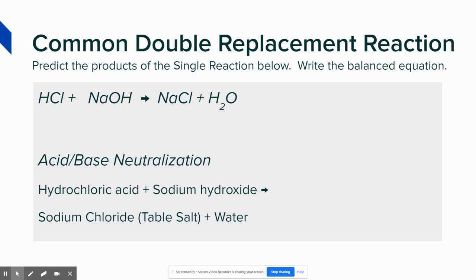So what happens here is you have H and Na. They're going to swap places, giving you NaCl and water. This is an acid, hydrochloric acid, HCl. It is a base, NaOH, so it neutralizes those and makes a salt plus water.